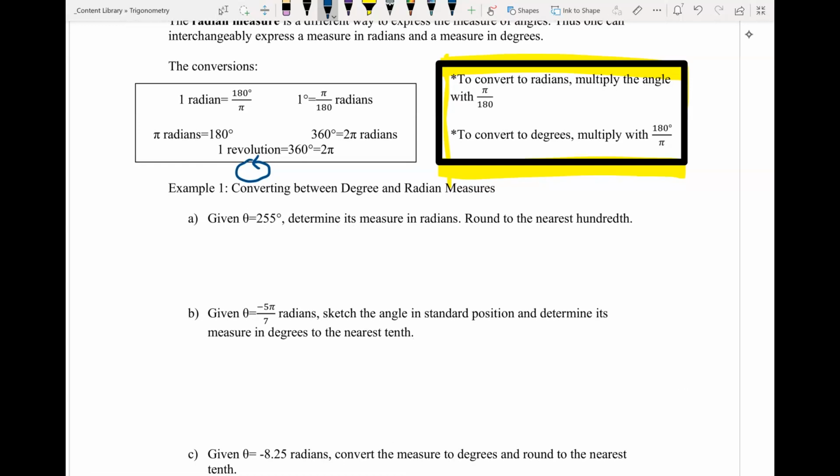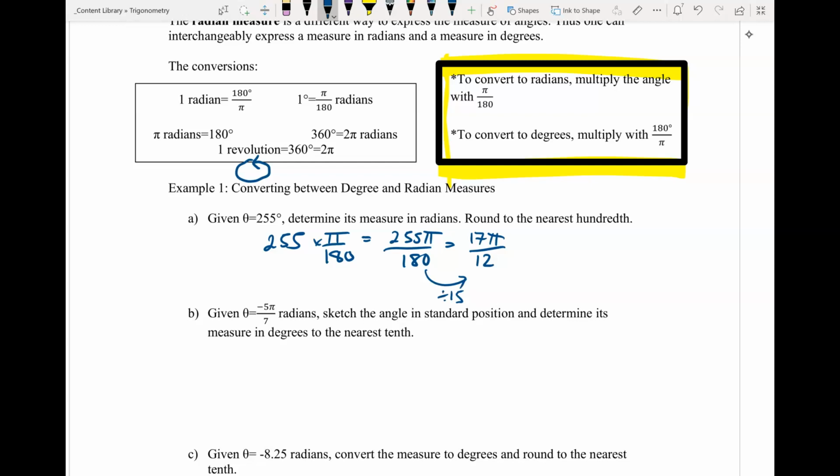Let's say that we have 255 degrees. We want to find its measure in radians instead. According to our rules up here, to convert to radians, multiply the angle by pi over 180. Which gives us 255 pi over 180. But we can also simplify this fraction by dividing the top and bottom by 15, and we would get 17 pi over 12. And that is by dividing top and bottom by 15.